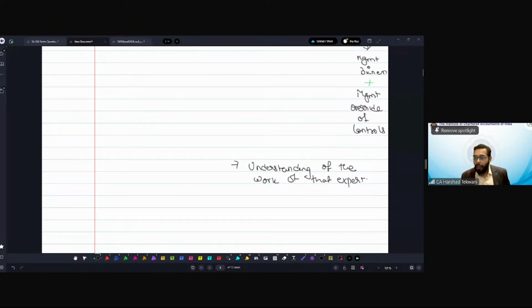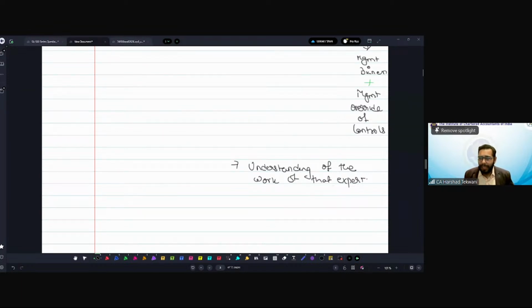Okay, if no doubt, let's proceed further. So we will evaluate the nature, scope and objective of the expert's work, the roles and responsibilities that were assigned to that expert, nature, timing, and extent, and the way that expert will provide his conclusions, including the written agreement between the management and the management expert. All these things we will evaluate to understand the work of the management expert.